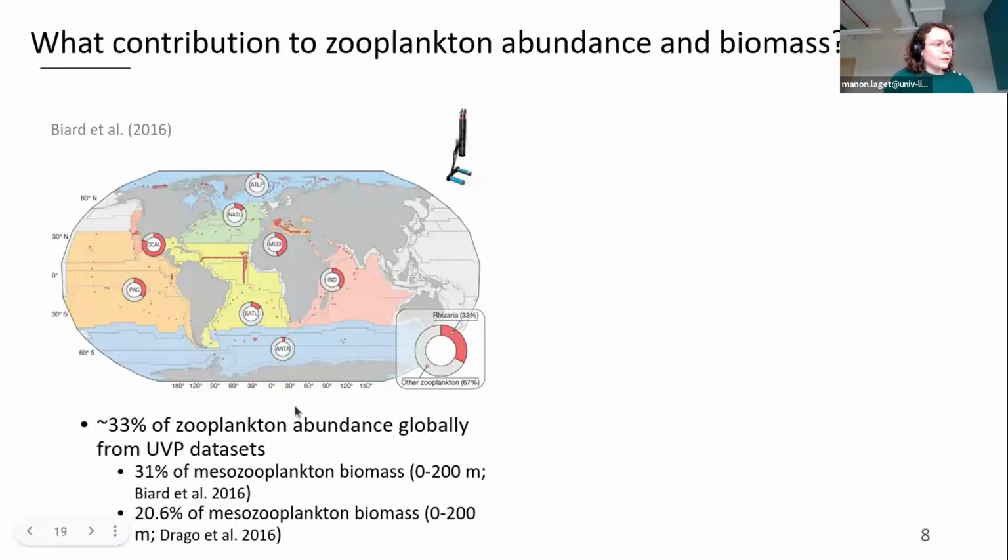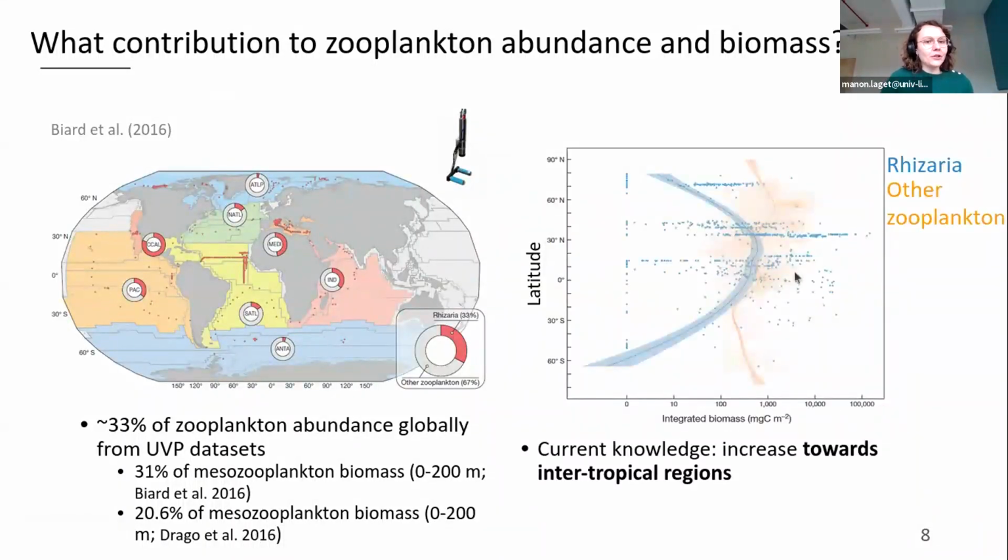And a more recent study showed that they could represent about 20% of mesozooplankton biomass also in the epipelagic layer. So this study is from 2022. That's a mistake. And this figure on the right shows the abundance of zooplankton according to latitude.